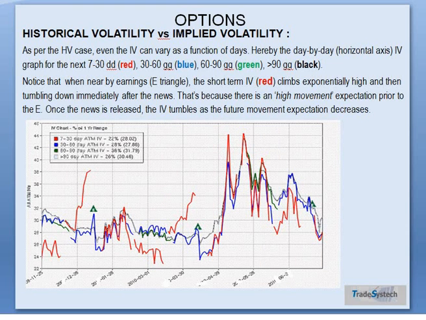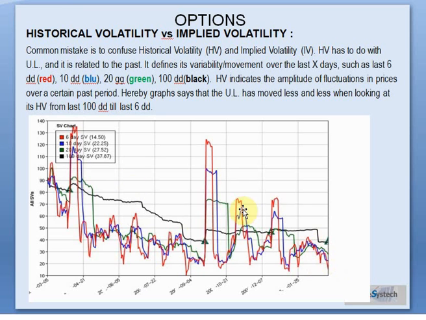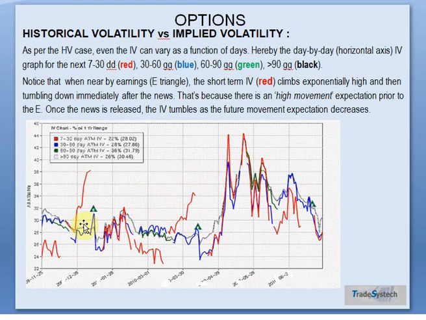Also for the implied volatility, we can plot it as we did for the historical volatility. But once again, the historical volatility is always referred to the past. Implied volatility can be plotted as well, but it's related to the future. So in this example, you see day by day on the horizontal axis, the implied volatility graph for the next days and not for the past. For the next 30 days, red line, from 30 to 60 days, blue line, from 60 to 90 the green, and for more than 90 days in black.